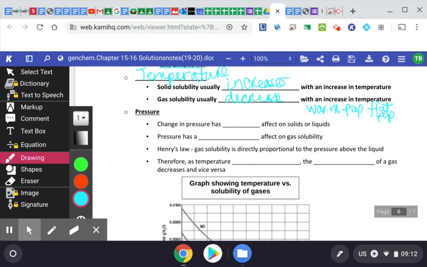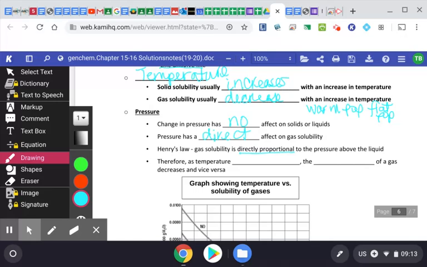The third factor that affects solubility is pressure. A change in pressure is going to have no effect on solids or liquids. So pressure has no effect on solid or liquid solubility. However, pressure does have an effect on gas solubility. It has a direct effect on gas solubility. So Henry's law states what this relationship looks like. Gas solubility is directly proportional to the pressure above a liquid.